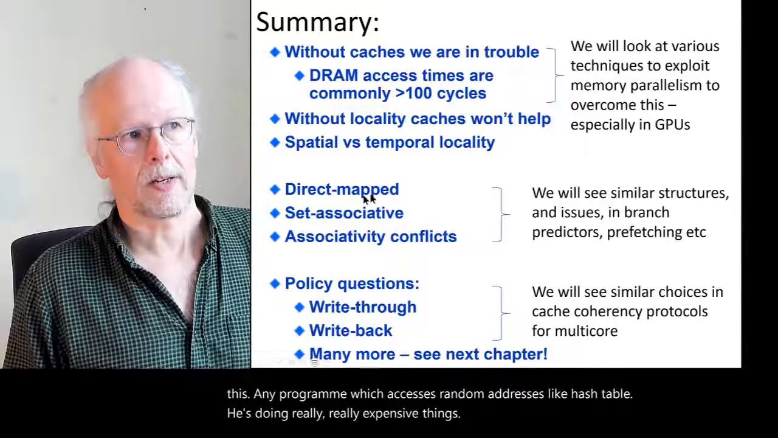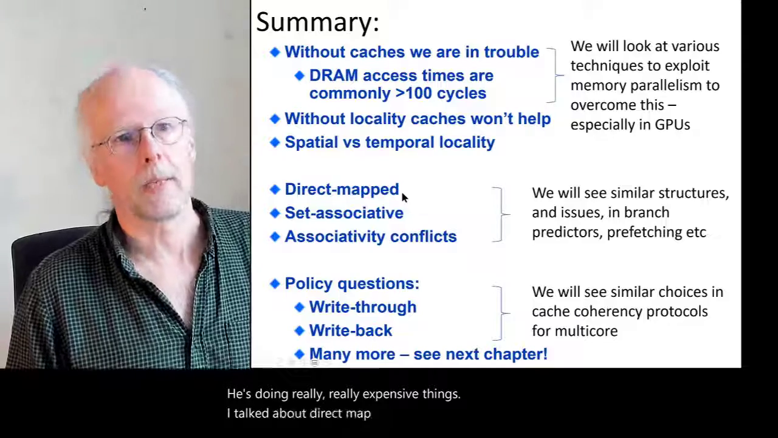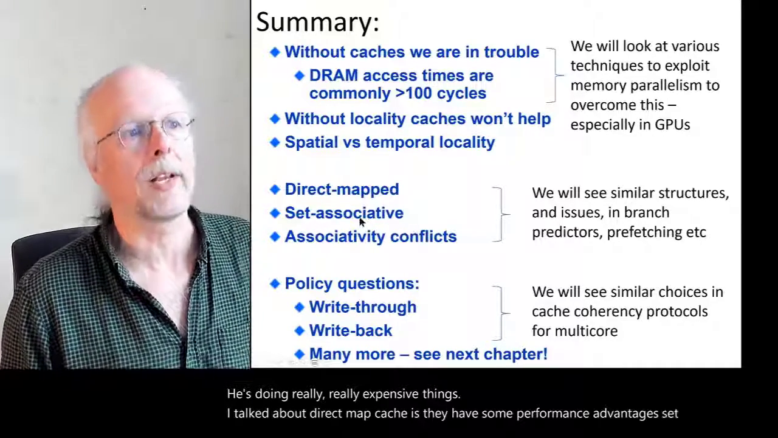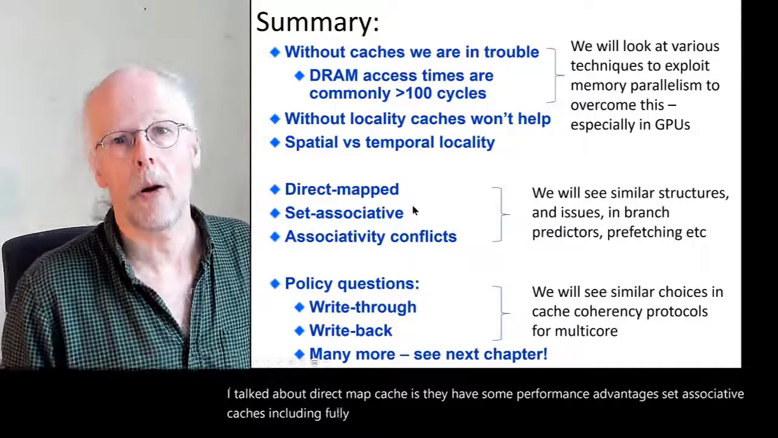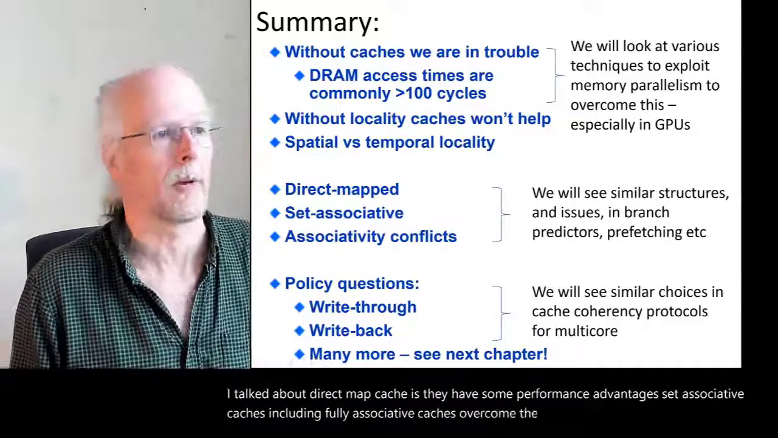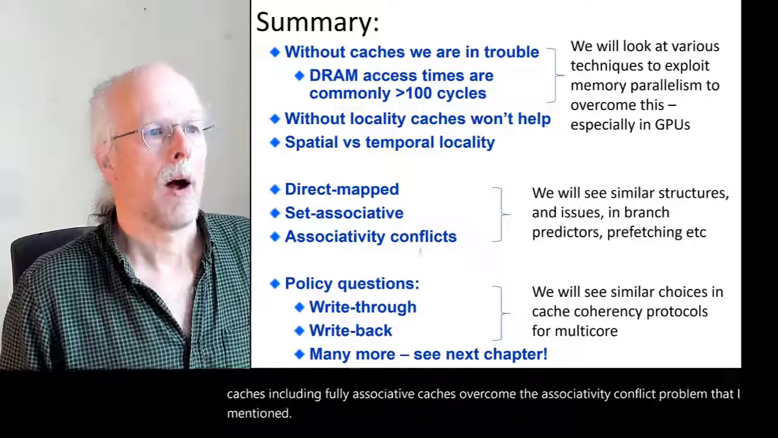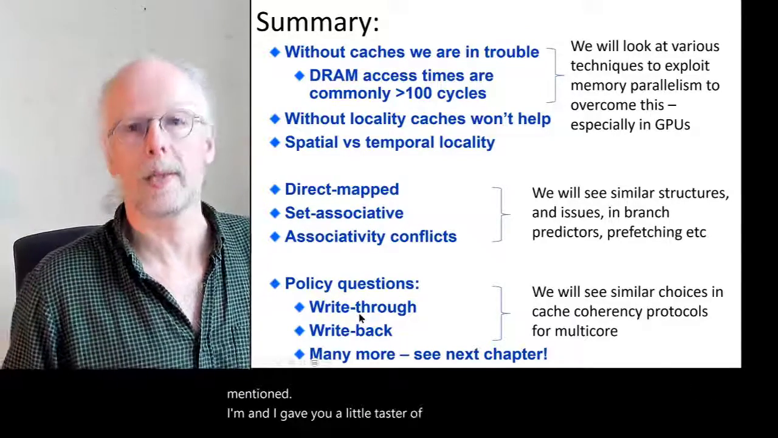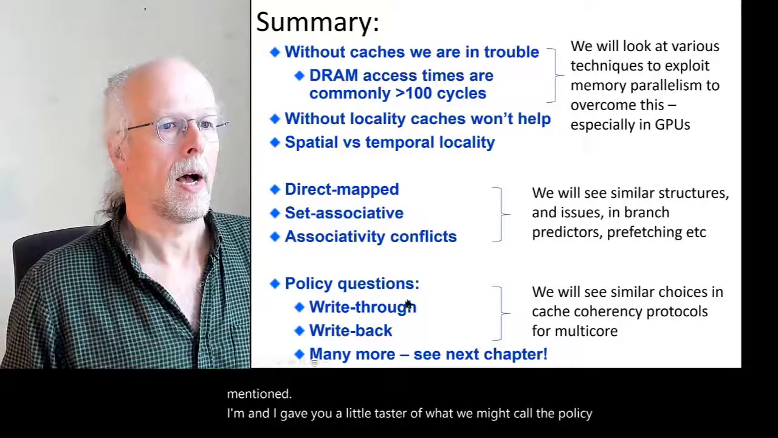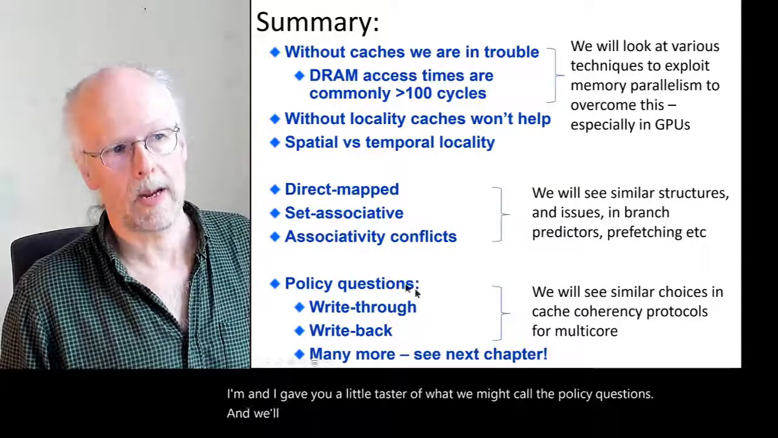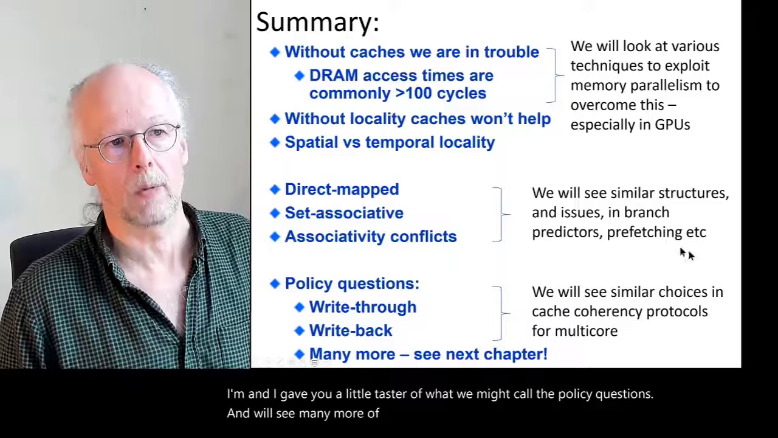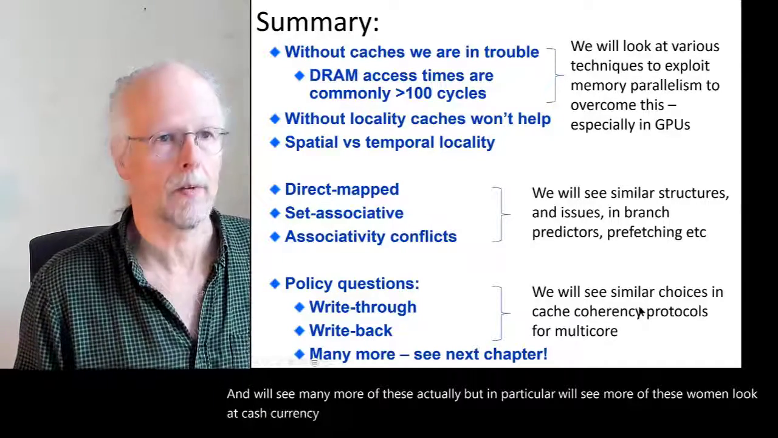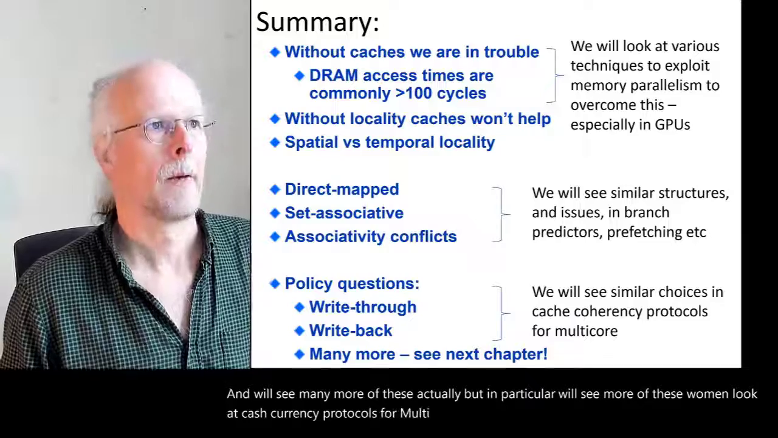I talked about direct mapped caches. They have some performance advantages. Set associative caches, including fully associative caches, overcome the associativity conflict problem that I mentioned. And I gave you a little taster of what we might call the policy questions. And we'll see many more of these, in particular when we look at cache coherency protocols for multi-core systems.